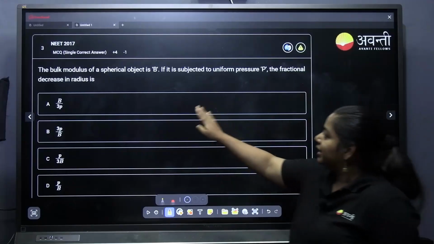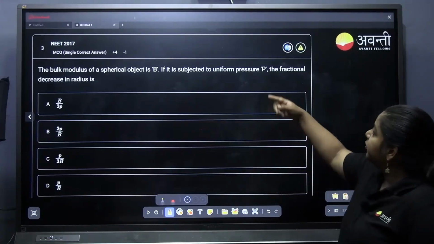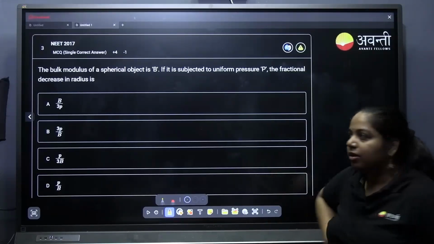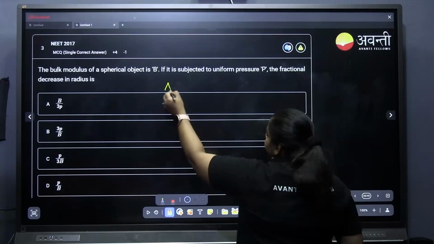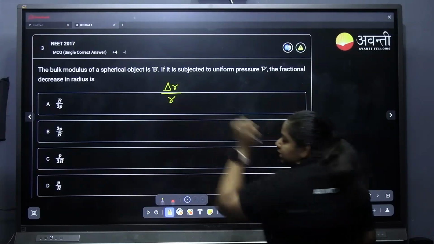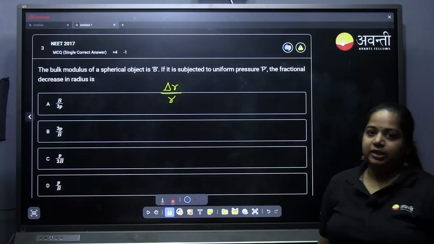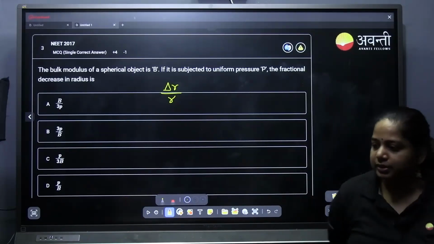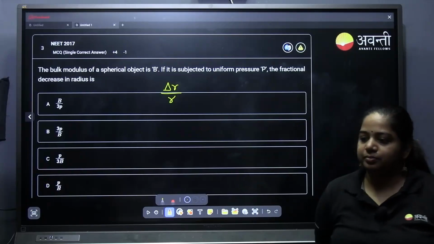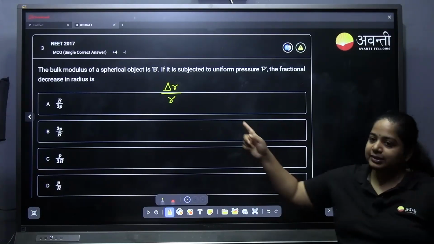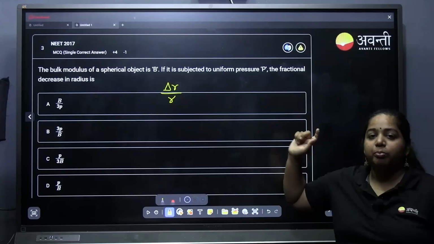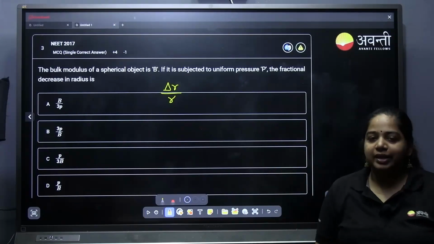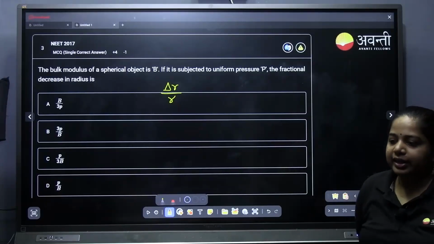Bulk modulus of a spherical object is B, subject to uniform pressure P, fractional decrease in radius. You have to find delta R by R. This is the relative change in radius, or fractional decrease, we can say. See if you can find it or not. We have the bulk modulus formula with respect to pressure and volume. Volume we can relate to radius, right? So like that you have to find.